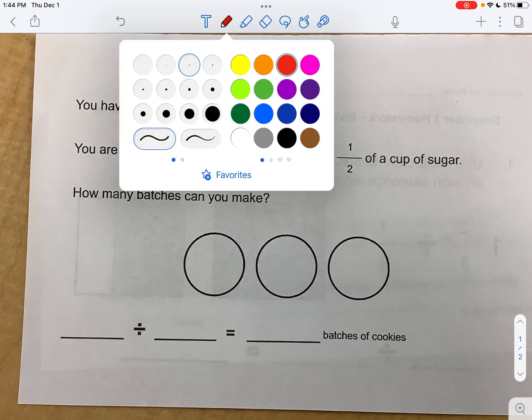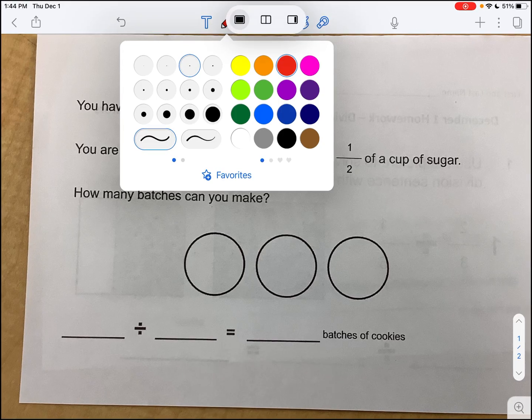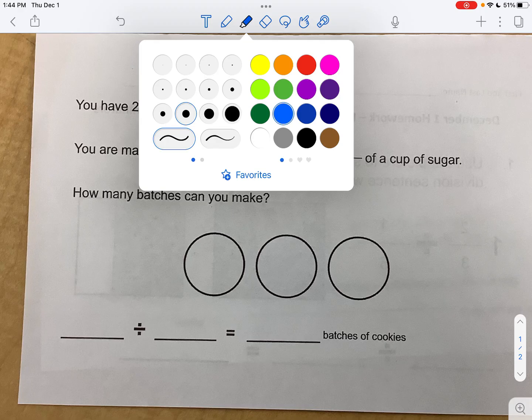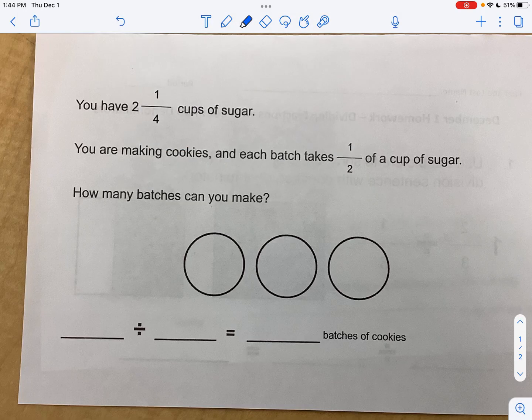The first thing that I'm going to do is color in however many cups of sugar that I have. So this here says I have 2 1/4. I gave you 3 circles right here. So I'm going to color in one circle all the way. I'm also going to color in the next circle all the way. The last one, I just color it in 1/4 of the way. So this is a picture of 2 1/4.